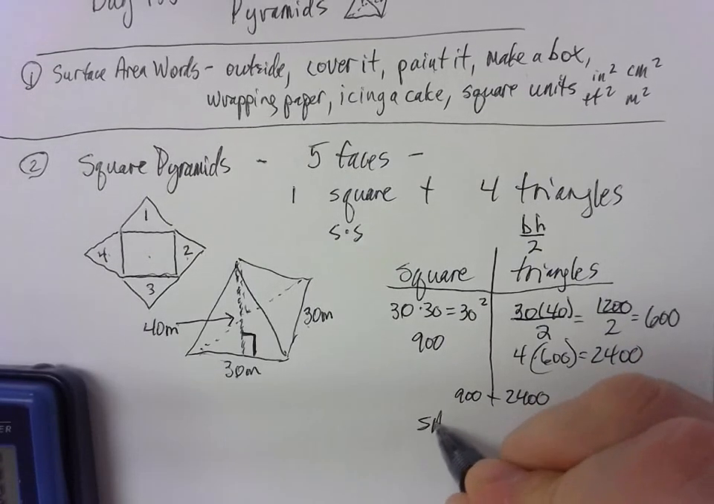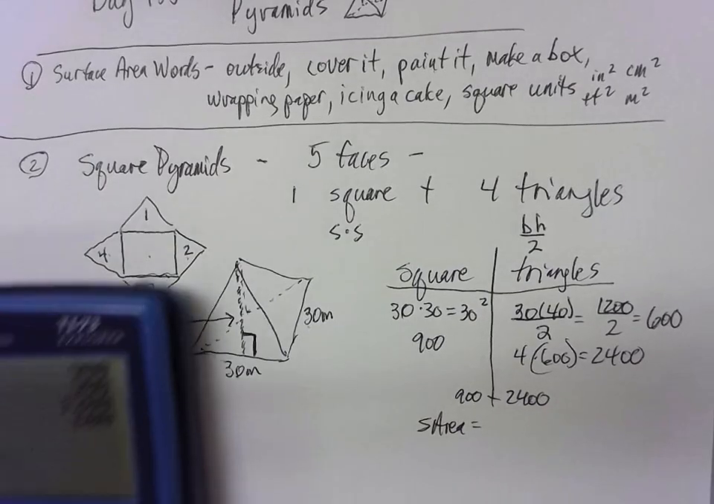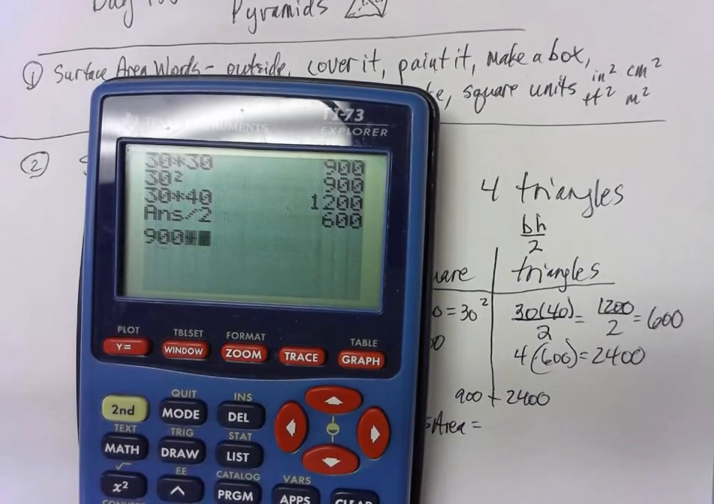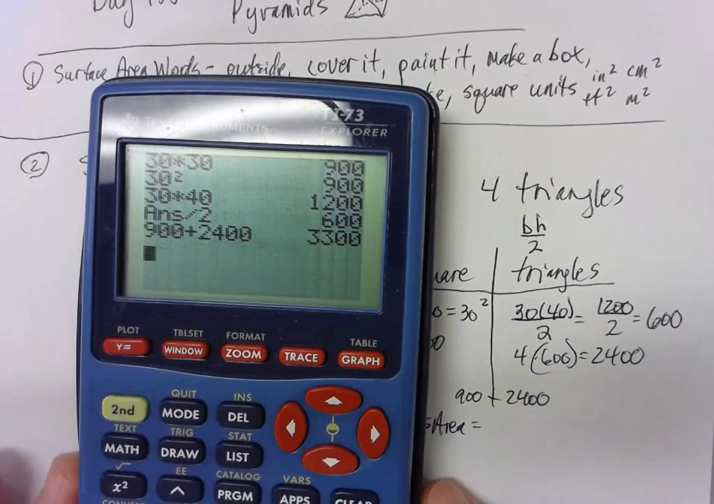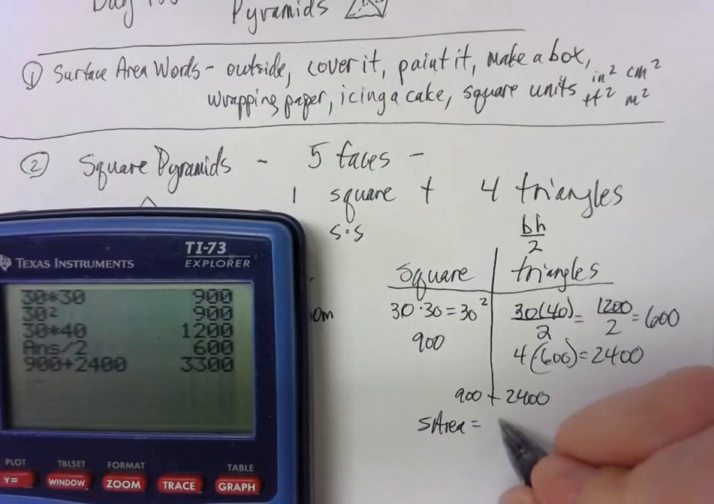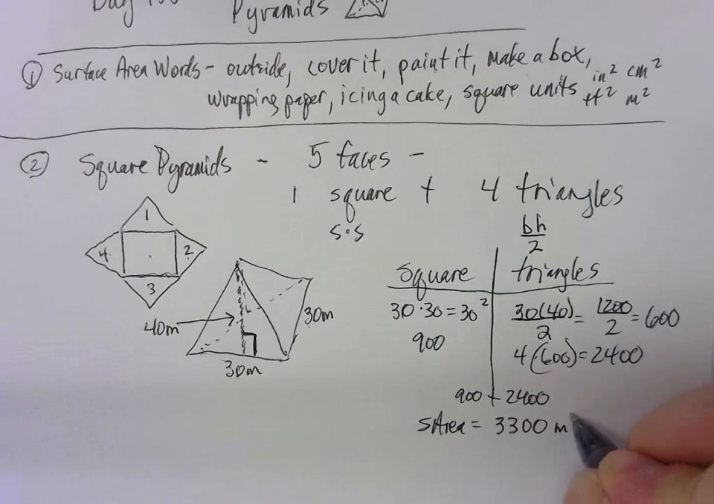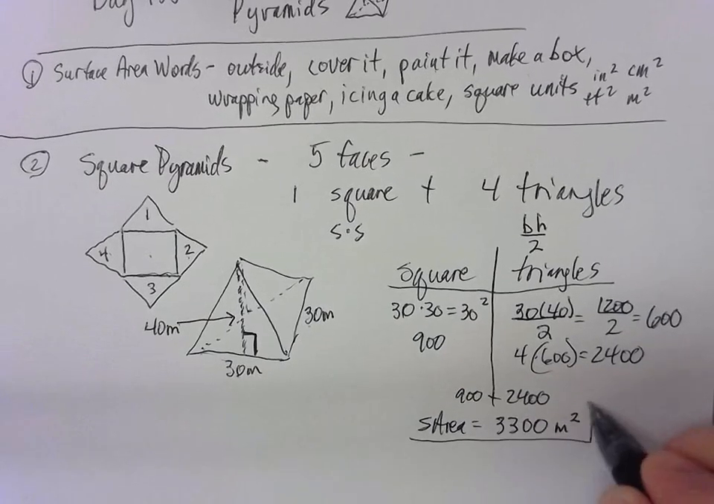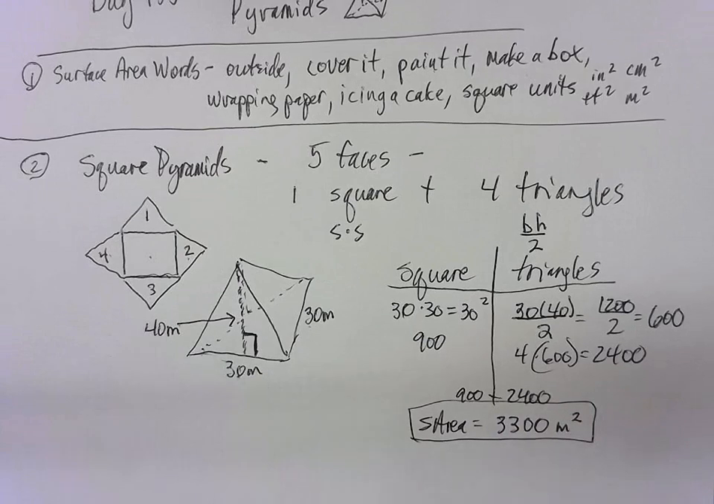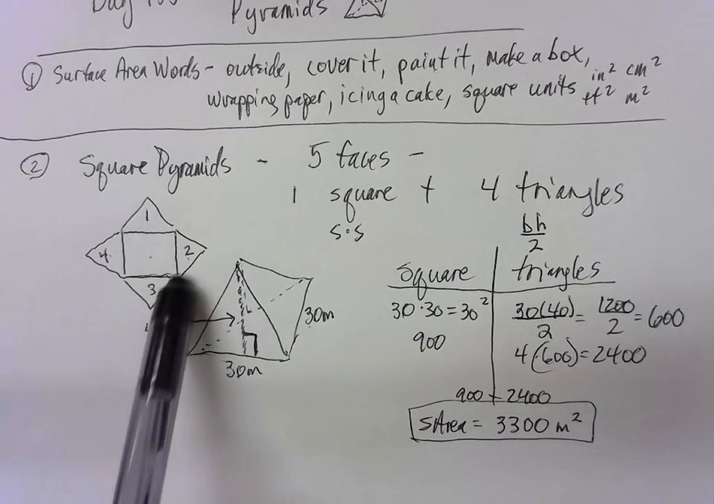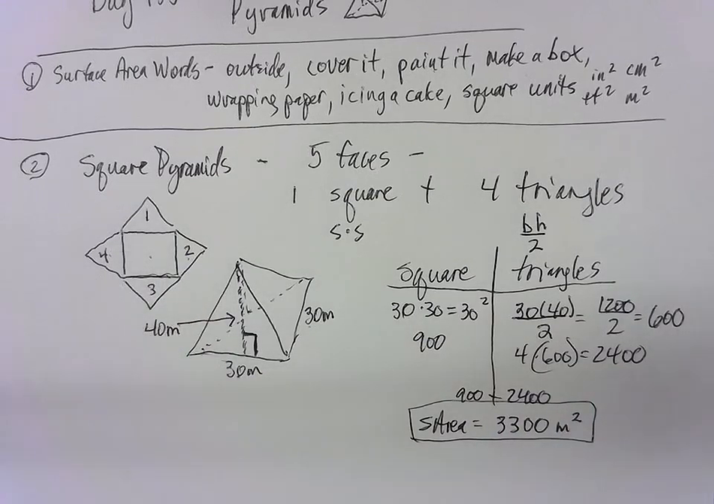So the total surface area for this pyramid, if you do 900 plus 2,400, you get 3,300, and that would be meters squared. All right. So if you're going to cover that, paint it, make a box, put wrapping paper around it, whatever it might be, 3,300 meters squared.